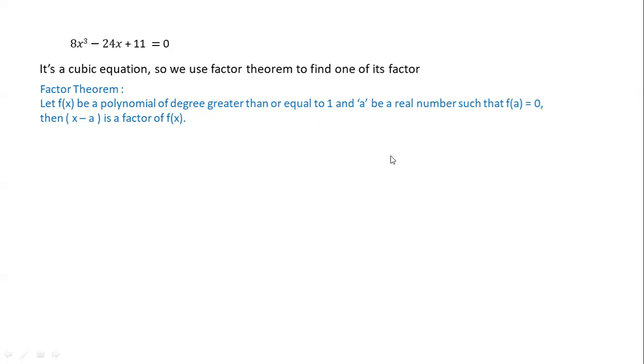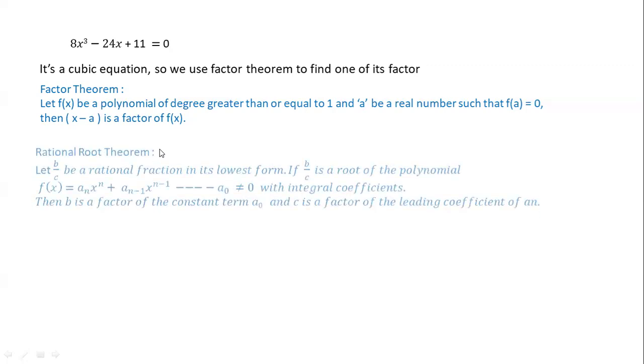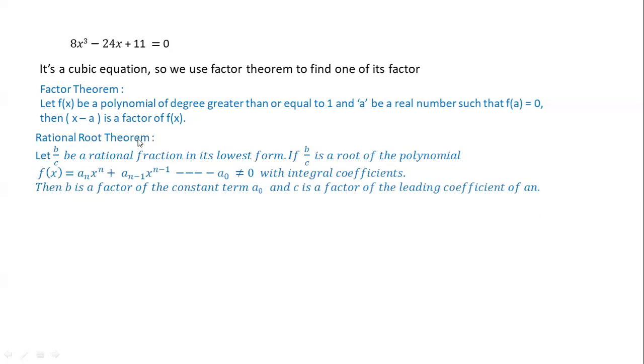Okay, so that is the factor theorem. But in our condition, it's a cubic equation, and the factors of 8 and 11 are not perfect roots. So we have to use something called the rational root theorem, where our factor will be in the form b by c. That means in a rational form.